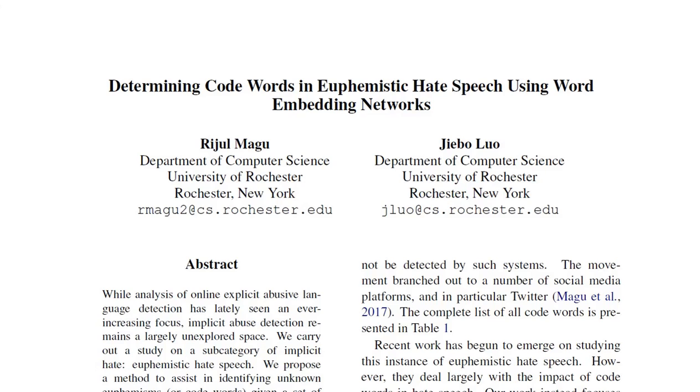Hello everyone. So in today's video, I'm going to go over this paper titled Determining Code Words in Euphemistic Hate Speech Using Word Embedding Networks. So this paper is by Rijul Magu and Jiebo Luo from the University of Rochester.